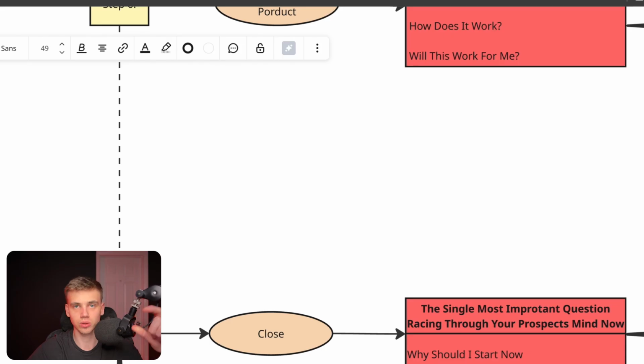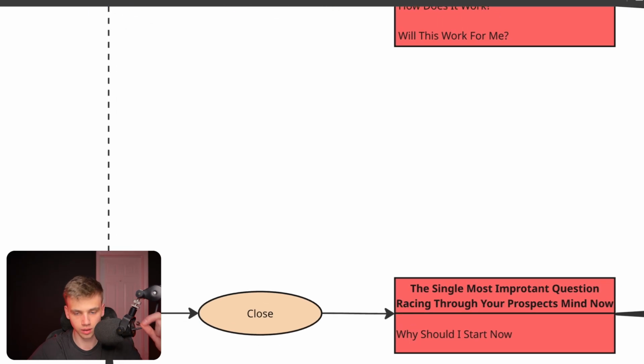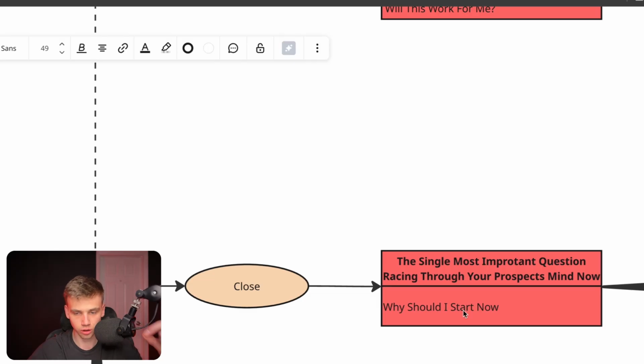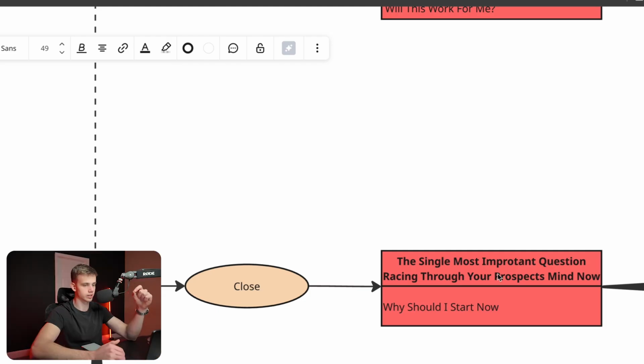Because there's a thing called human inertia, right? If someone's sitting on their couch, they're watching this, they think it sounds nice, they're sold, they still don't really want to change. People resist change. They want to stay in their comfort zone. So here's how we close them and answer the single most important question that's going to be racing through the prospect's mind when they're at this point in your VSL, which is, why should I start now?